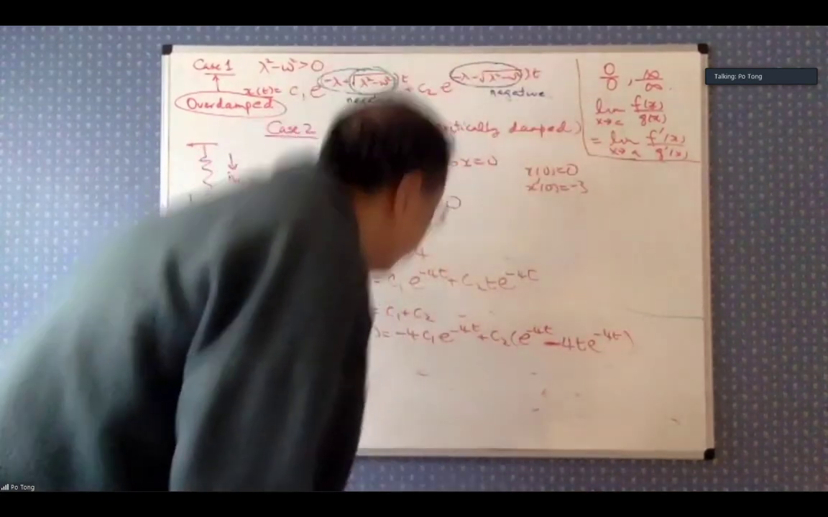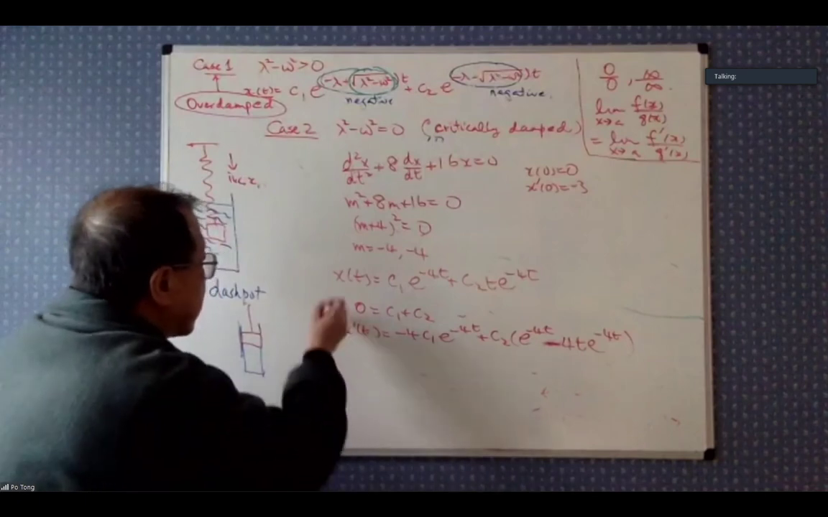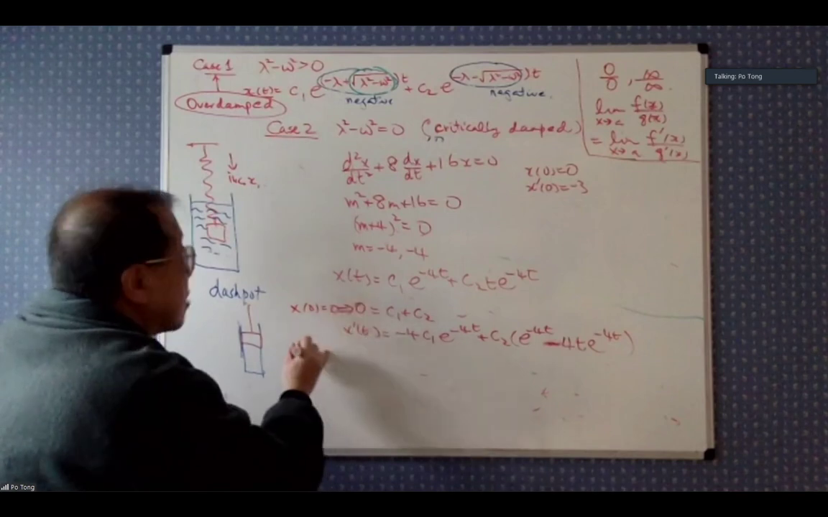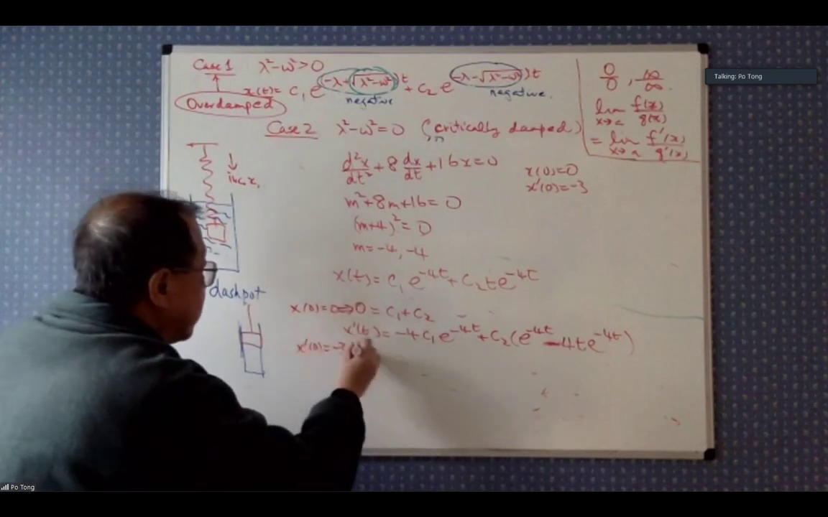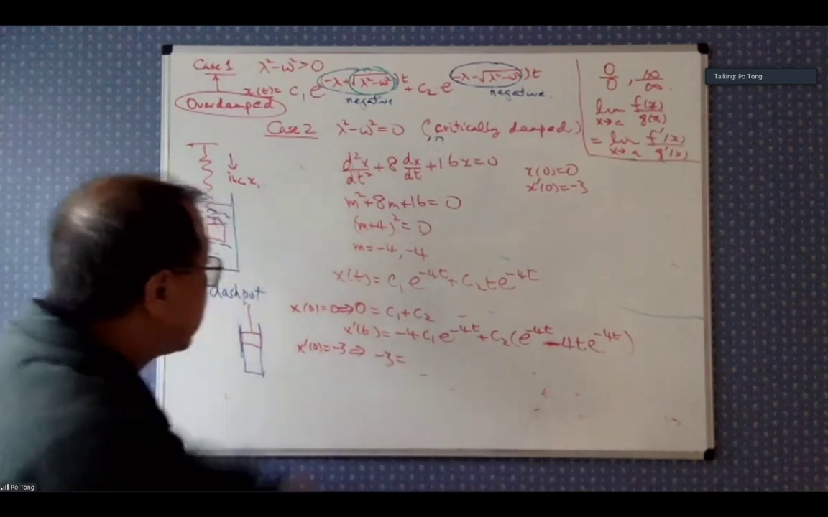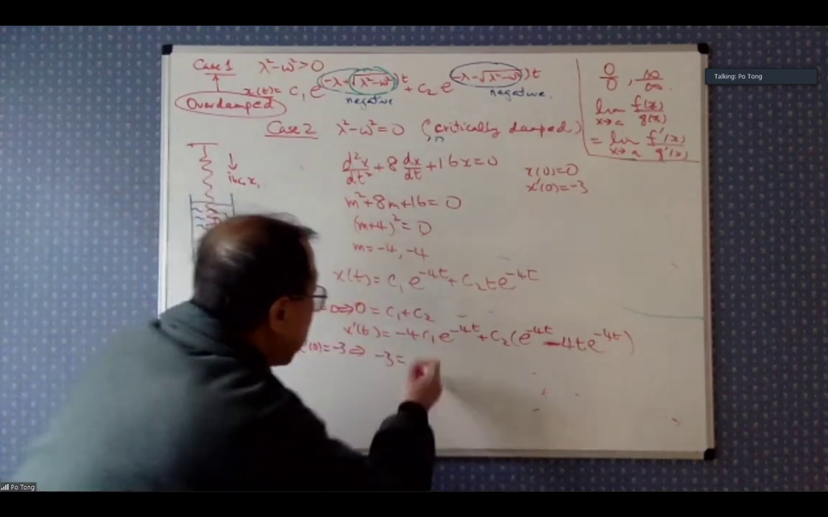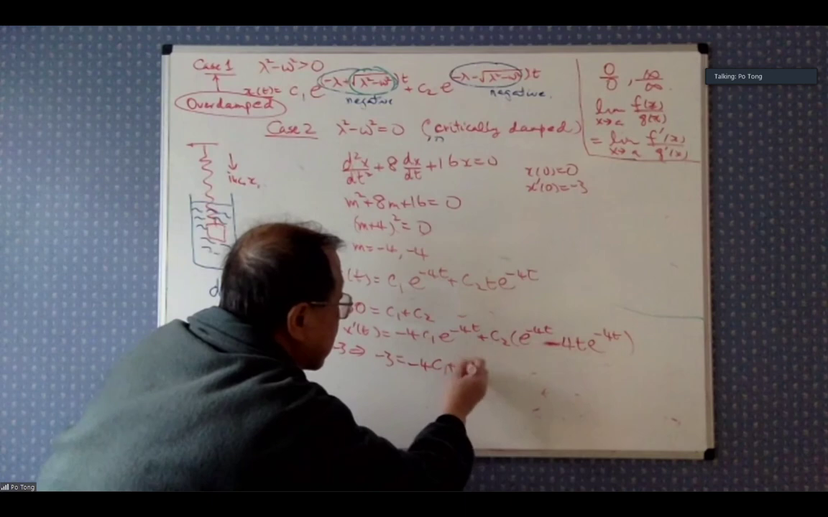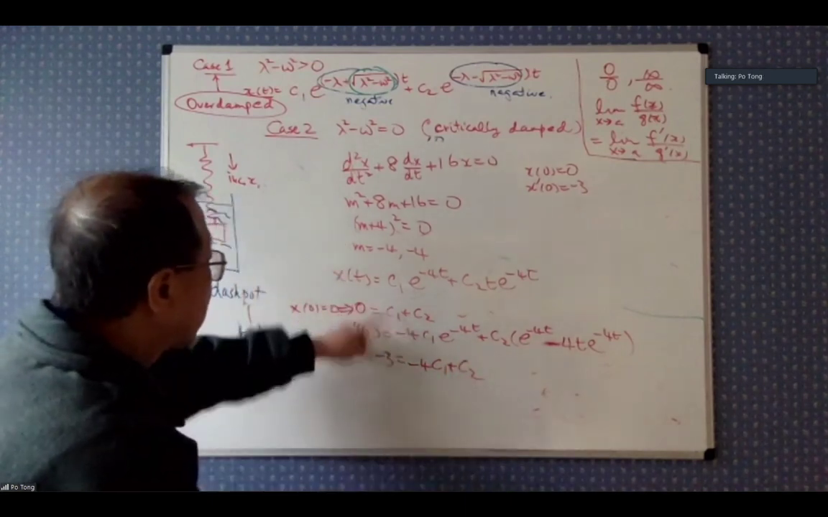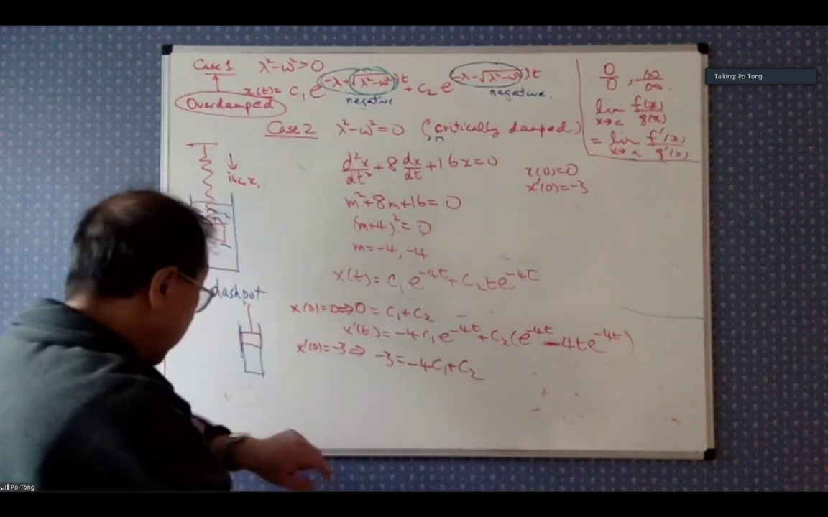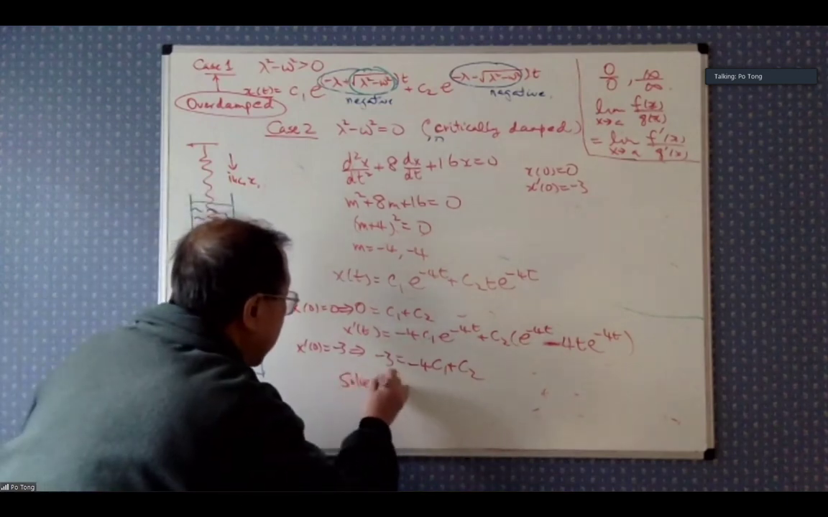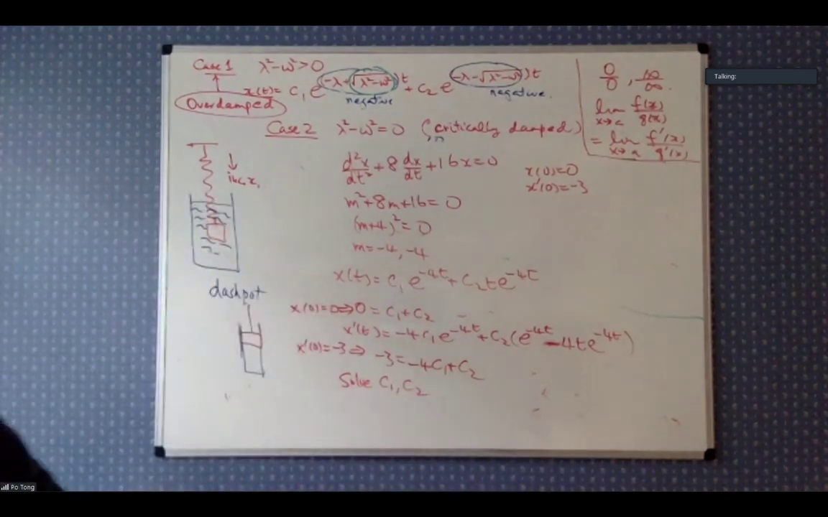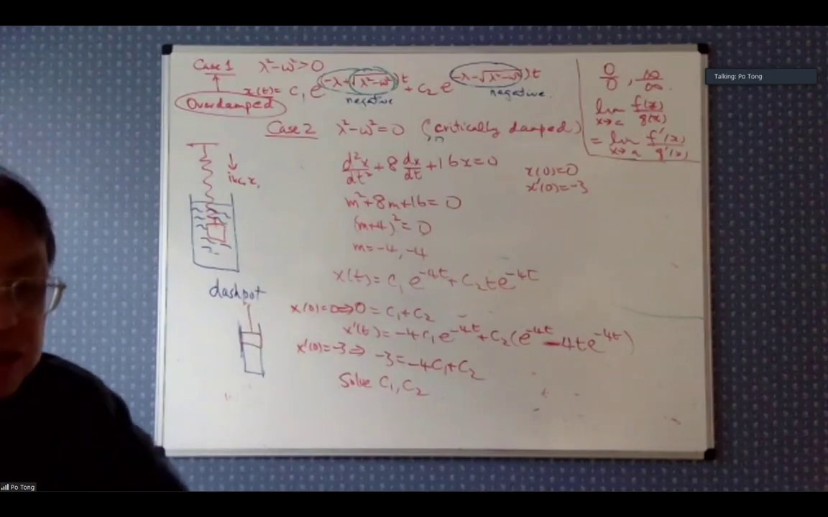Okay, and then you put this one, which comes from x(0) equal to 0. The other one comes from x'(0) equal to -3. So -3 equals minus 4 c1, putting the 0 here, plus c2. And then you solve for C1 and C2. I'm just going to say solve for C1 and C2 because we are running out of time. And then put it back. Okay, so we are going to do case three next time.